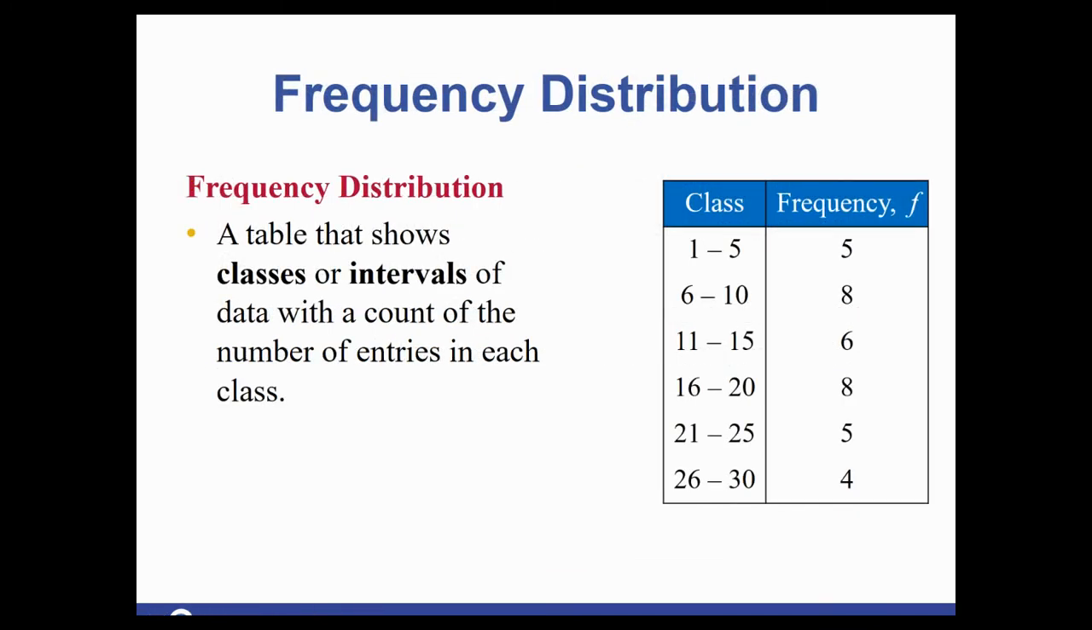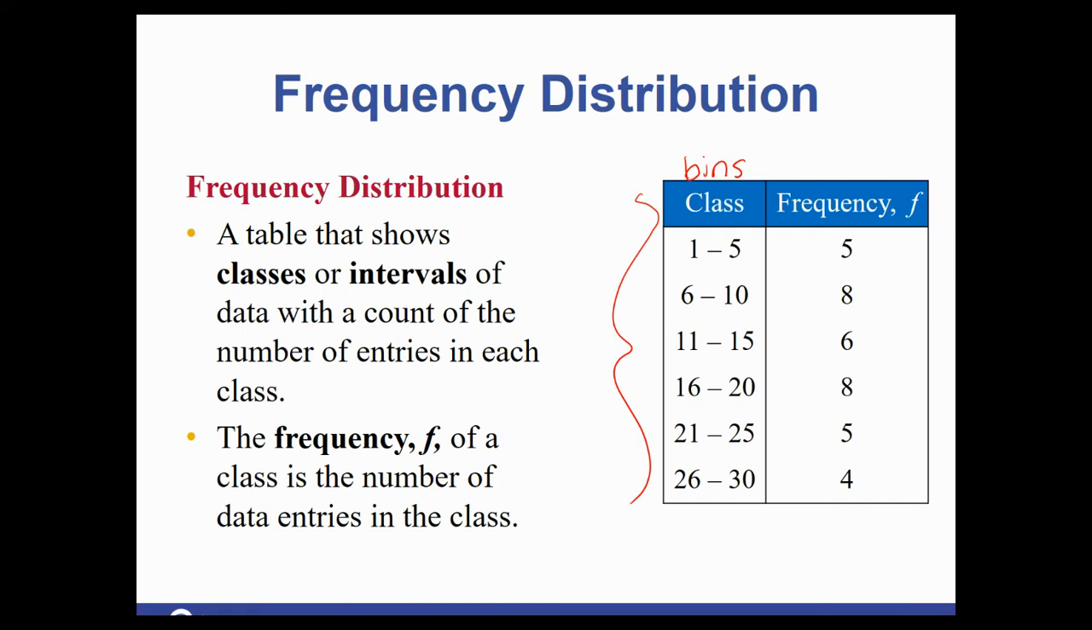Frequency distribution. This is a table that shows either classes or intervals, or if you've taken a previous Intro to Stat course, you might have heard it called bins, of data with a count or a number of entries in each class, also known as your frequency. This is a way to group our data so that you can see trends in these groups over the whole data set. This is what we are going to be making, this image right here on the side.